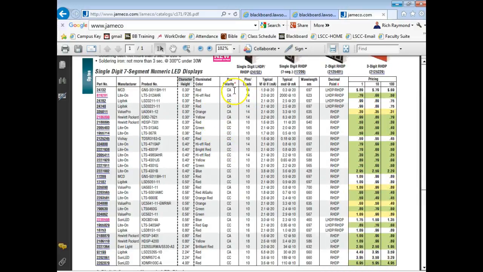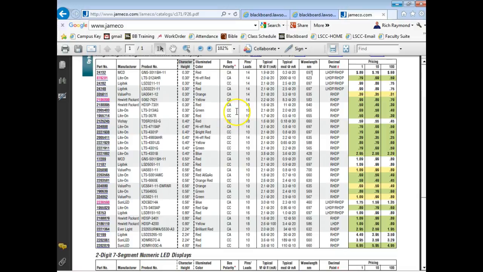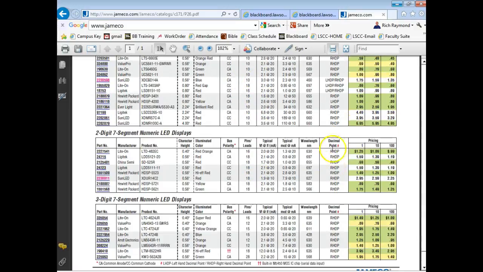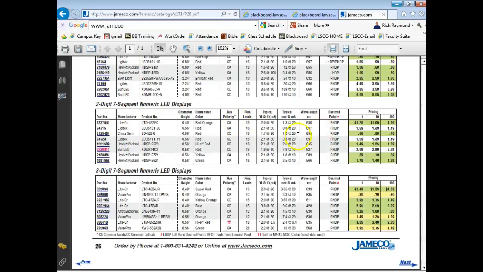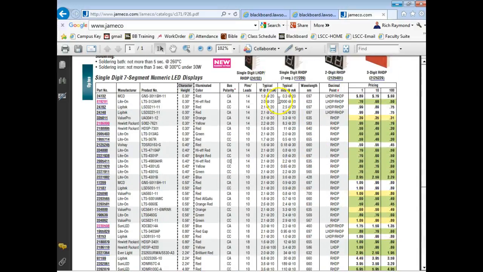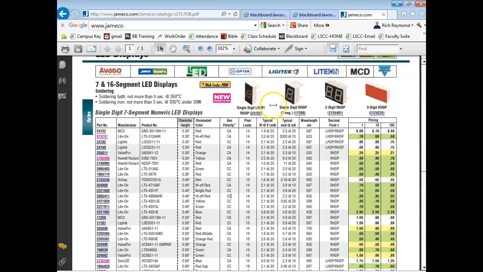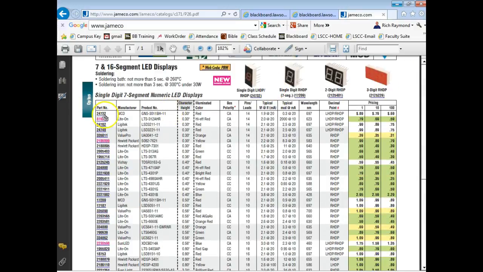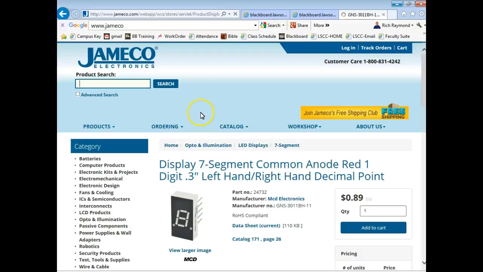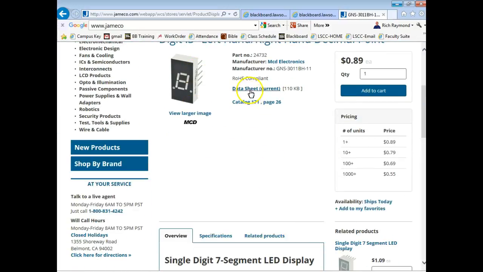But they're either going to say what? CA, or they're going to say what? CC, Senor. And this is the way they look when you look them up in a catalog. That makes sense? What I like about Jamico is that when you go to the actual part, what they provide on everything they've got is what? Data sheets, which is really, really neat. I really like that about Jamico.